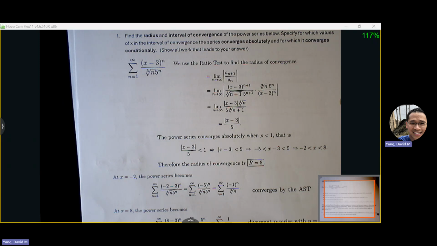The other option would be, let's say there's a leftover n, but n ended up being in the denominator. Then this would be 0, and 0 is always less than 1. That means it doesn't matter what the x is, this will always converge. If this always converges, your interval of convergence would be all real numbers, and then your radius would be infinity.